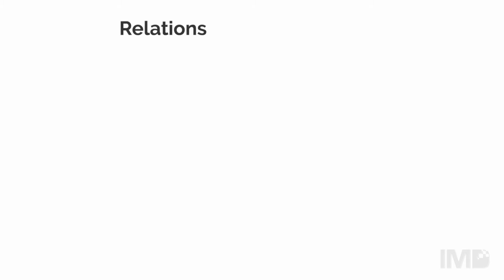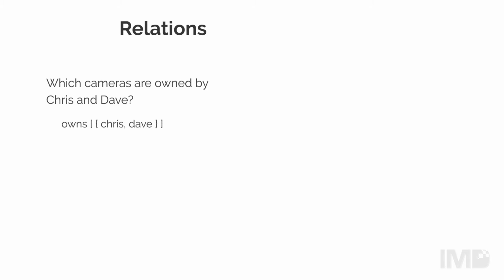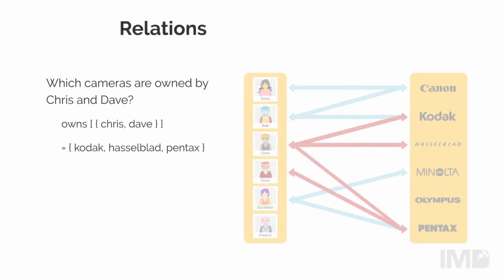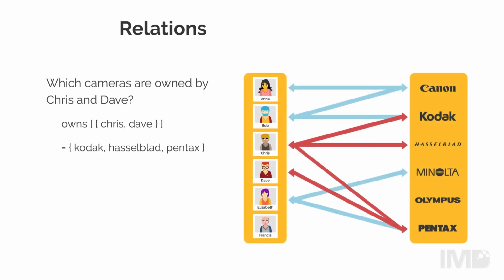The final question was, which cameras are owned by Chris and Dave? That's the same as asking the relational image of ons on the set containing only Chris and Dave. And that is the set containing the cameras Kodak, Hasselblad, and Pentax. So Chris and Dave own the cameras Kodak, Hasselblad, and Pentax. And that completes all the operations we have on the B method for relations.